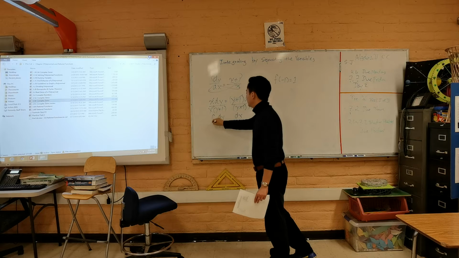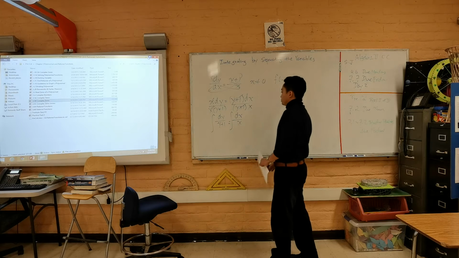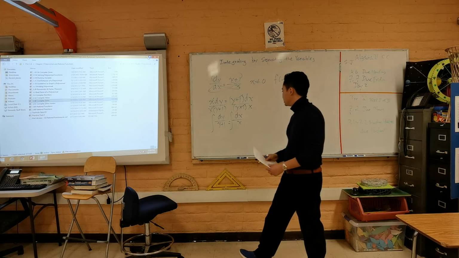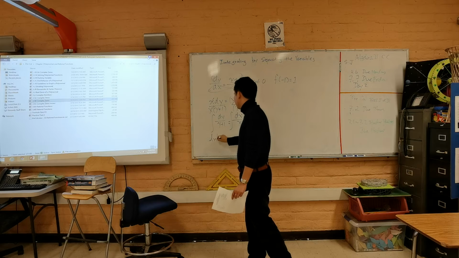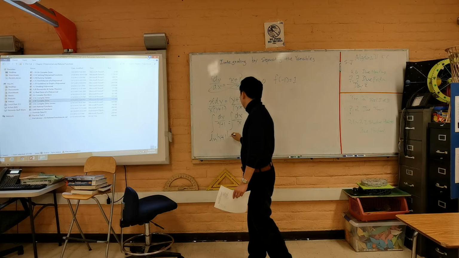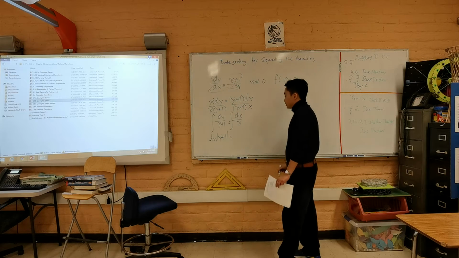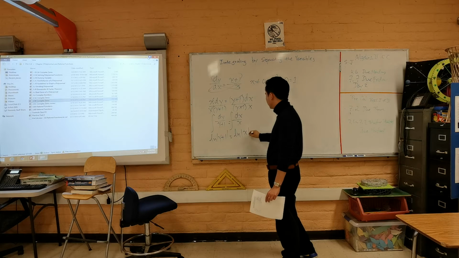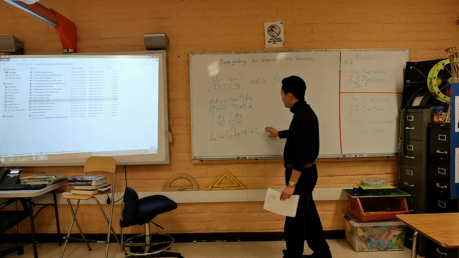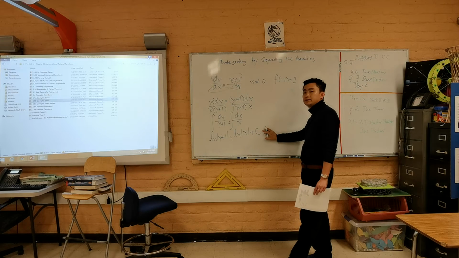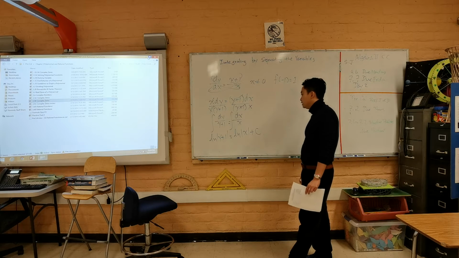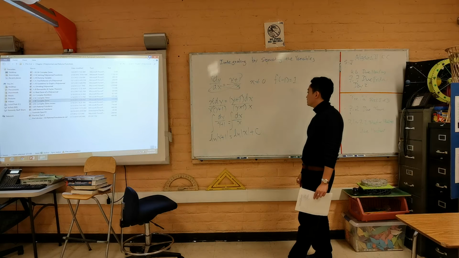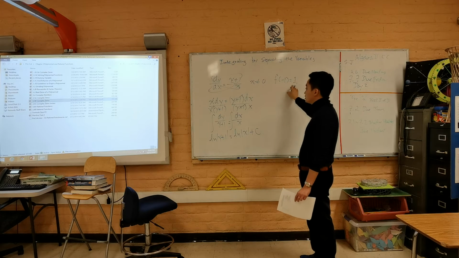And now from here, we can integrate. The integral of dy over the quantity y plus 1 gives us the natural log of the absolute value of y plus 1. And for the integral of dx over x, we have the natural log of the absolute value of x plus c. Don't forget the constant c, because that is the indefinite integral. Now, in order to find the value of c, we just plug in the condition.